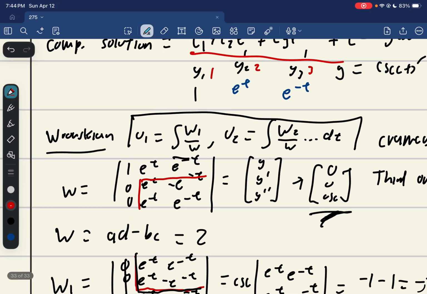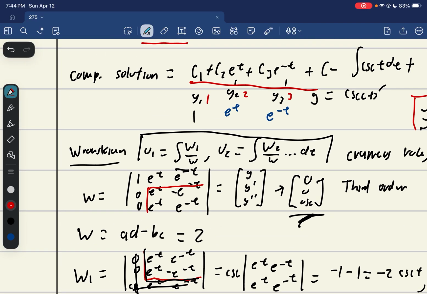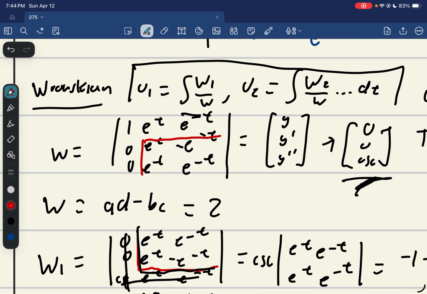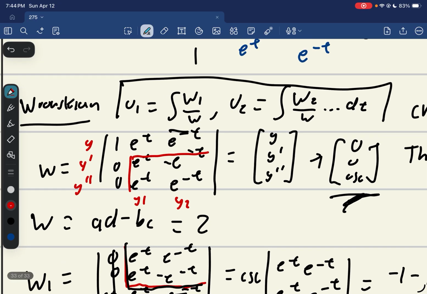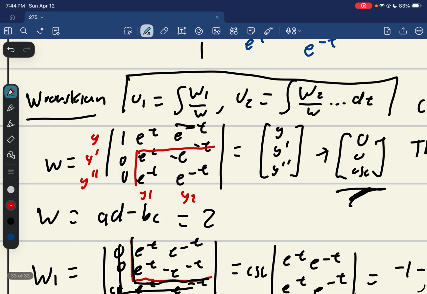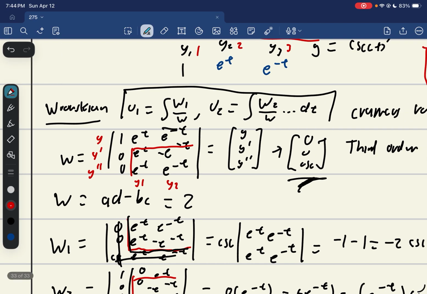So all I did was this column is y1 and this one is y2. Each row is a derivative, so this is going to be y prime, and then y double prime. This is why it's all the same, because the derivative of e to the t is the same. For this one, e to the negative t changes as you differentiate it.